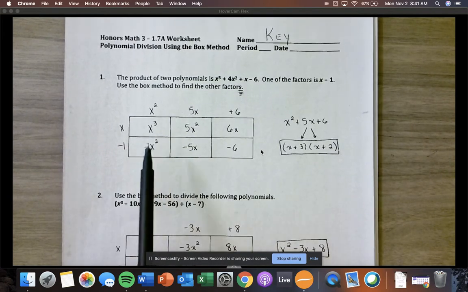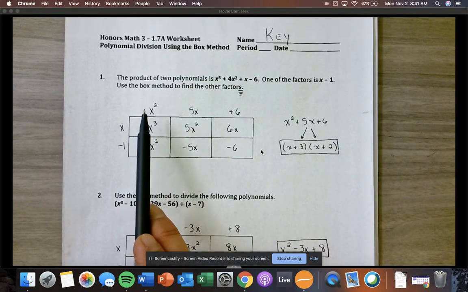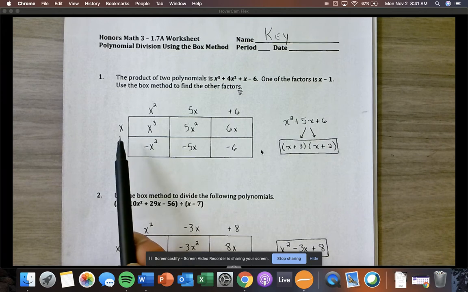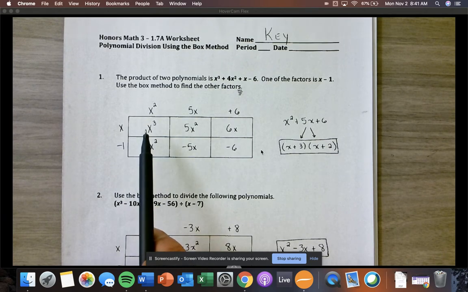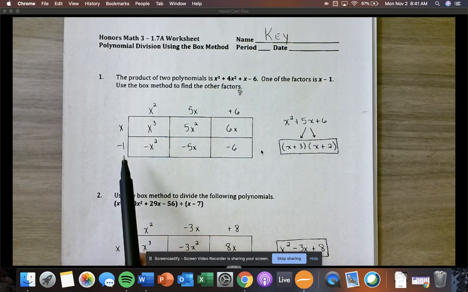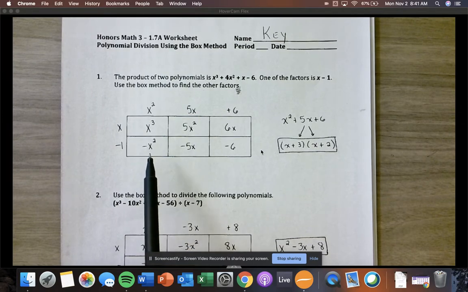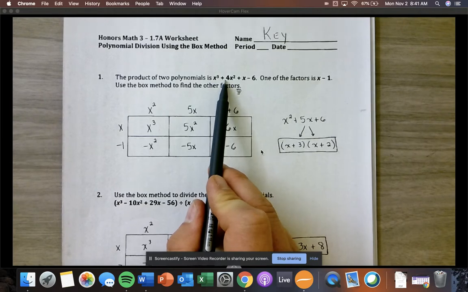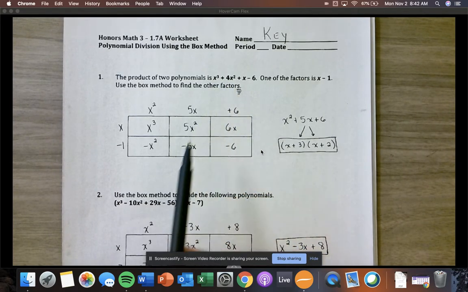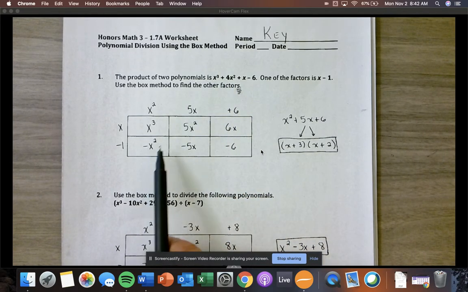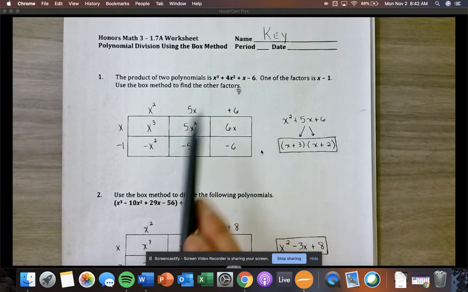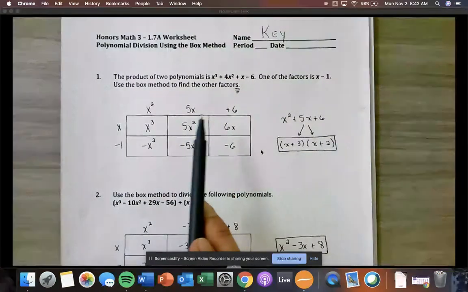So we have x cubed, and we have to think, okay, x times something is x cubed, so we do x times x squared to get x cubed. Then we have to do negative 1 times x squared, and we get negative x squared. Then we think, okay, if I'm trying to get 4x squared, what do I have to add to negative x squared to get 4x squared? The answer would be 5x squared.